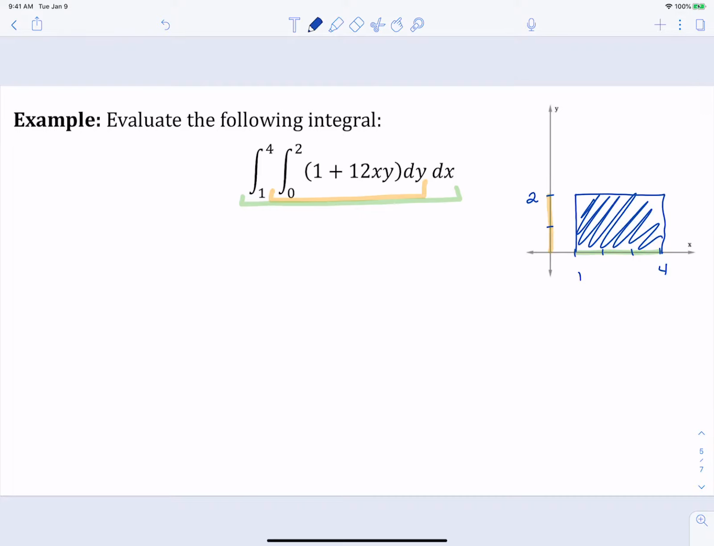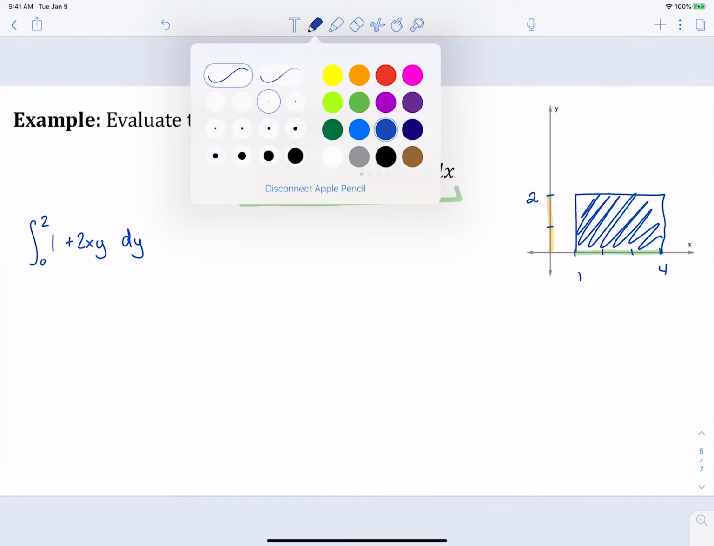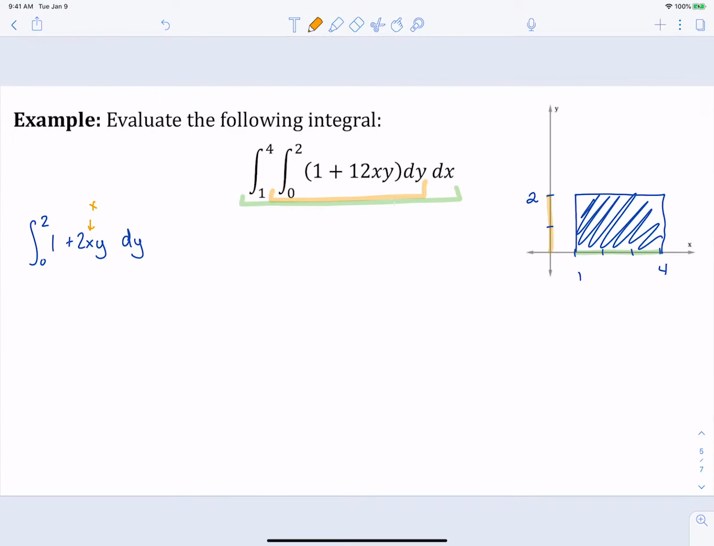And the nice thing about this is that we can take this inner integral, 0 to 2, 1 plus 2xy dy. We can take that inside integral first, which we should. And here, let's grab a different color. x is a constant at this moment, and we're going to integrate with respect to y, that's what WRT is. So y is going to be our variable.